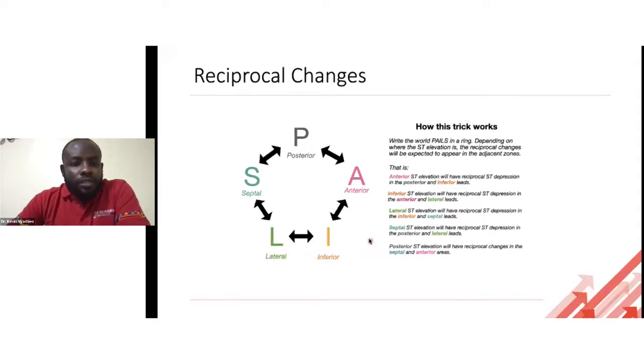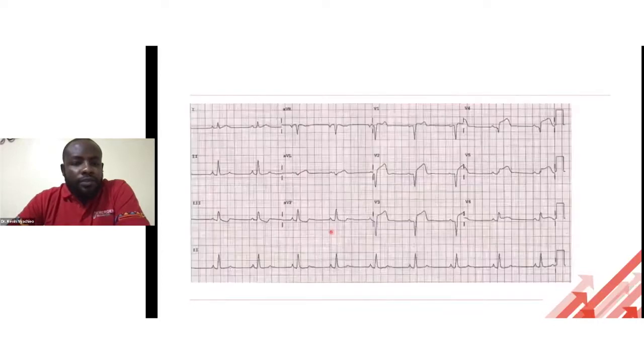So straight ahead, I want to go to my first ECG. I don't know if people are able to look at this. Tell me, what are you guys seeing here? And what do you think is the type of MI here?